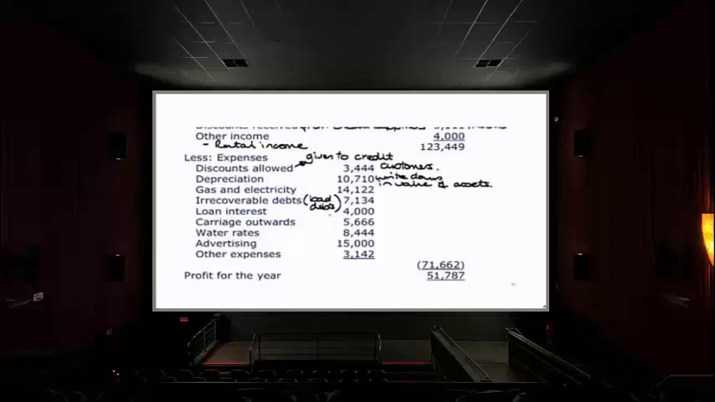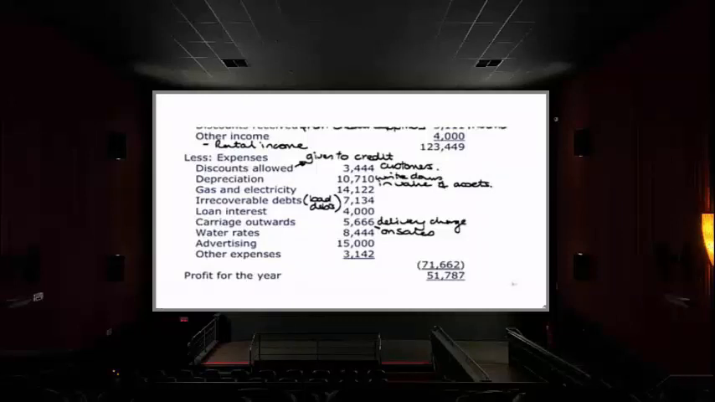Carriage outwards. That would be the delivery charge on sales. So if we suffer a delivery charge on selling goods to customers, that would be known as carriage outwards, and that would be an other expense or a selling expense. Okay? But it wouldn't form part of cost of sales. Cost of sales is carriage inward, the delivery cost on purchases. The delivery cost on sales, carriage outwards, would be just a general expense, a selling expense.